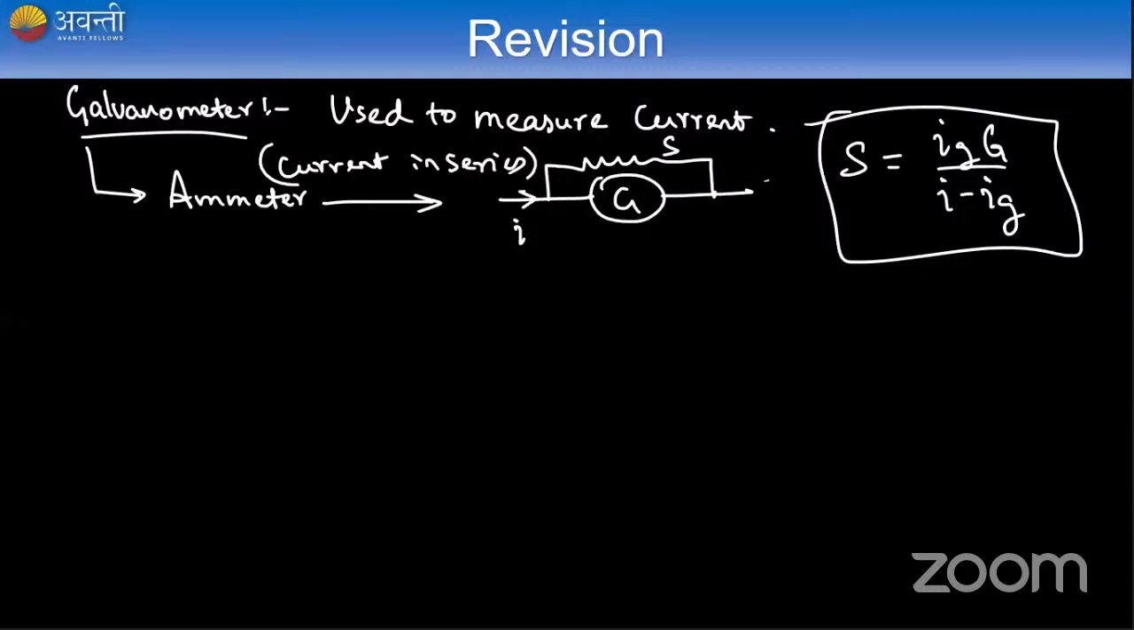Come on, next, what did we study next? Next we studied about the voltmeter. What is a voltmeter? A voltmeter is a device which is used to measure the voltage. Always voltage is measured in parallel.